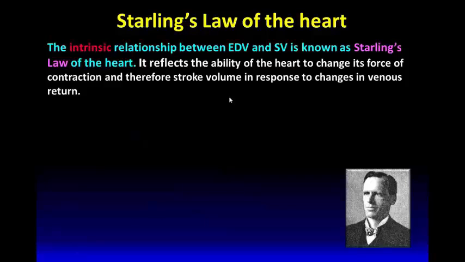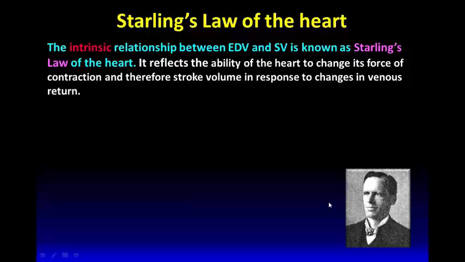This is an intrinsic relationship between the end-diastolic volume and stroke volume. It is beautiful that the heart regulates its stroke volume based on its end-diastolic volume. So this is a form of autoregulation of the ability of the heart to eject blood. The more blood it gets filled during diastole, the stronger is the force of contraction, and the more blood it ejects during systole. This intrinsic relationship between end-diastolic volume and stroke volume is known as Starling's law of the heart.